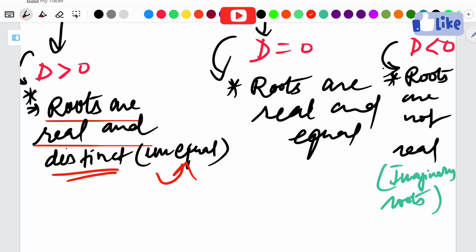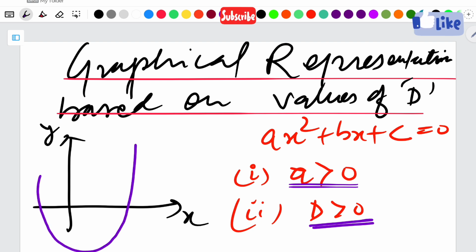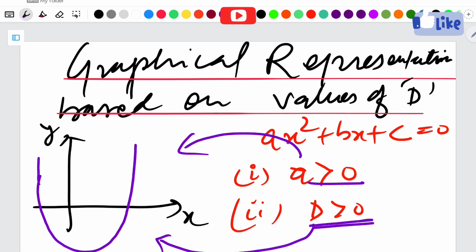Distinct means unequal. That means we have to draw a graph whose zeros are not equal. And if A is positive, we have discussed before that the graph will be an upward parabola, and if D is positive, there will be two different zeros. So this can only be possible if the graph will be like this. From A positive, it will be upward parabola. From D positive, we can say that there are two different roots.